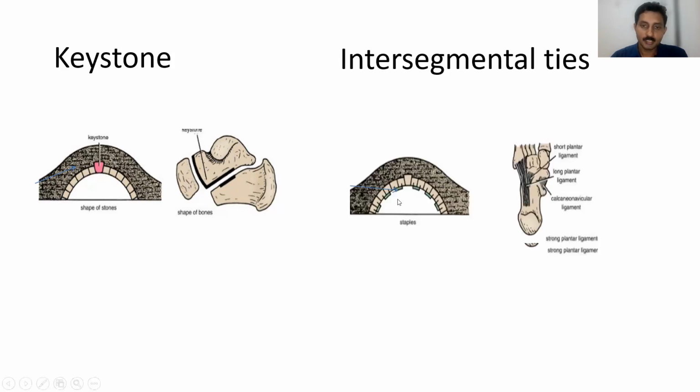Next, what is intersegmental tie? Intersegmental ties are the ties which are present between the individual components of the bones of the arch and keeping it in position. We have some ligaments which appear like intersegmental ties. We'll see in the subsequent slides.